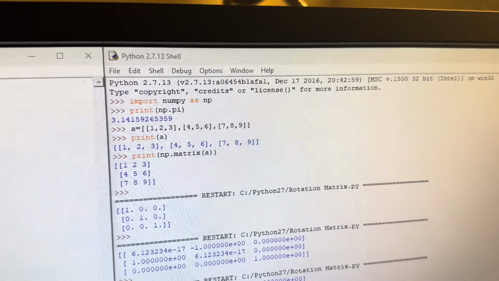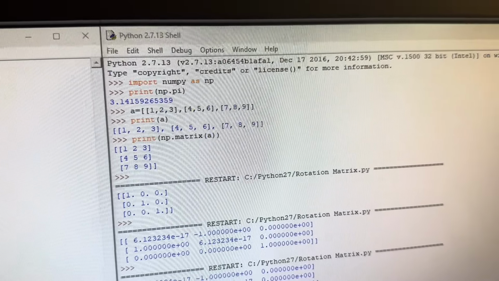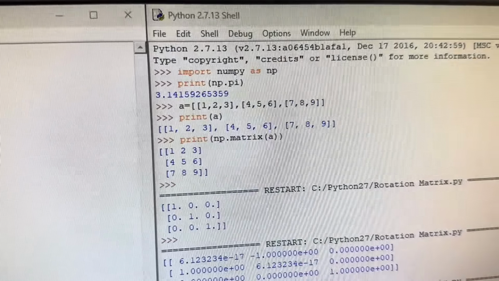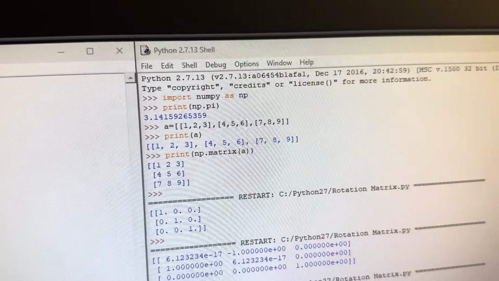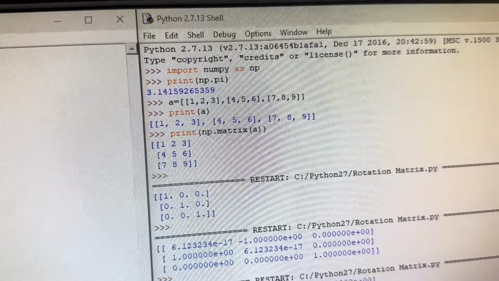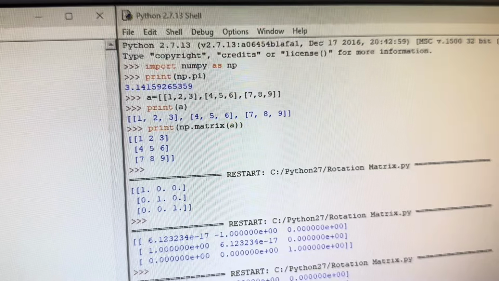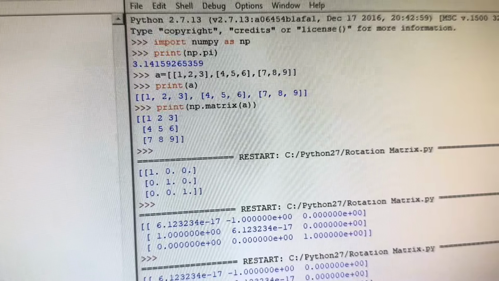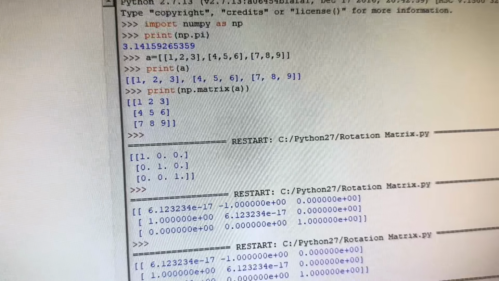So up top, we had to import numpy as np, just because it's a function we'll be using throughout the project, so it makes it easier to type. Right below that, print np.pi, which just prints the value of pi. Below that, we have the first matrix, which is just a regular matrix to make sure we're typing it in correctly. And then below that, we printed it in the way it should be formatted, which is a 3x3 form.